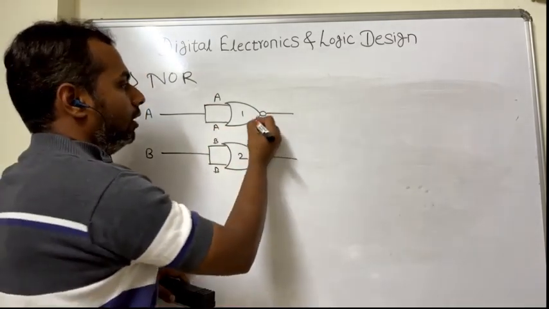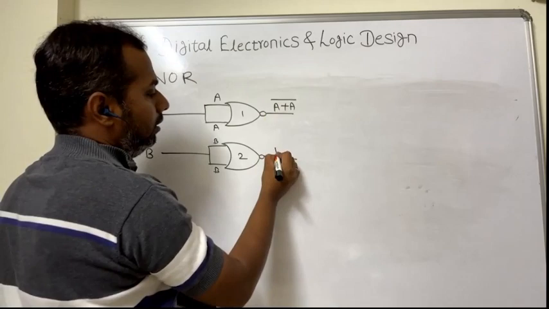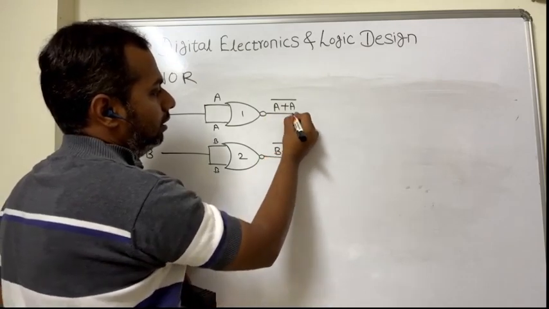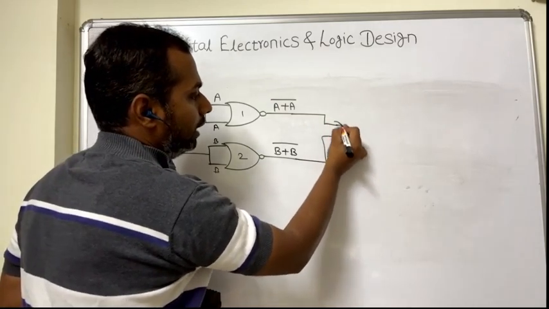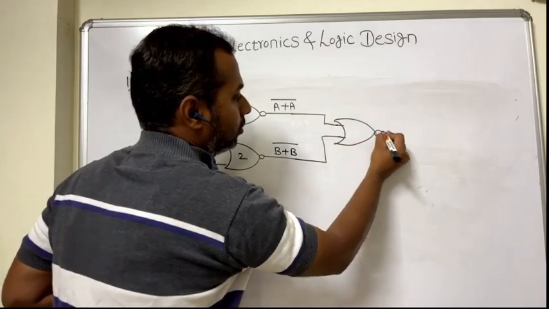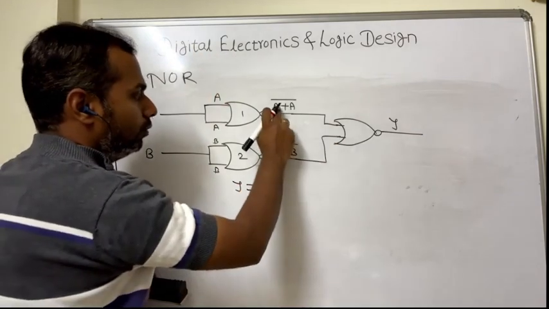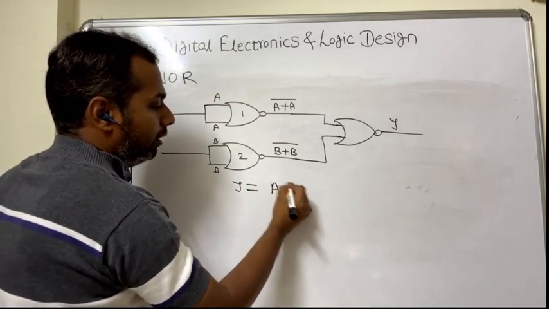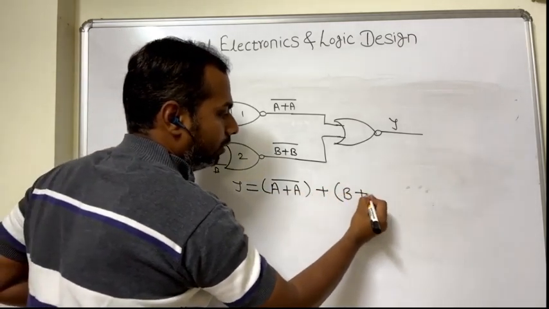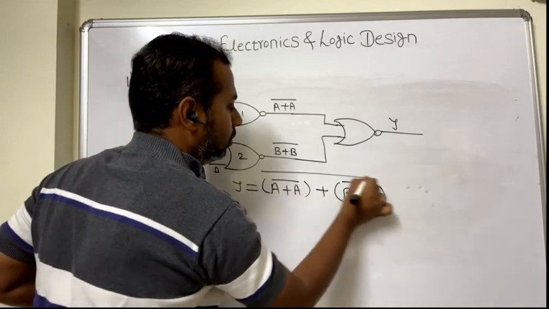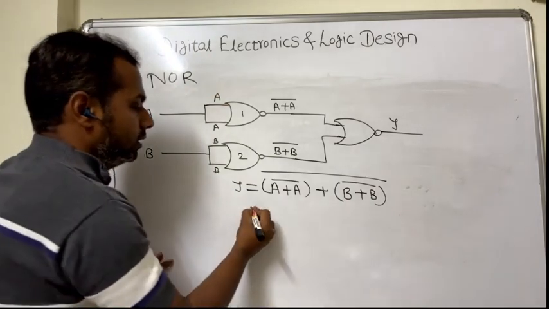What we will get, output of first NOR gate is A or A complement, B or B complement. So if I apply those two outputs as an input to next NOR gate, so its output is Y. Let me write that output here. Y equal to first term A or A complement, that is the first term, plus second term B or B complement whole complement because of this NOR operation. Now we have to explore this.